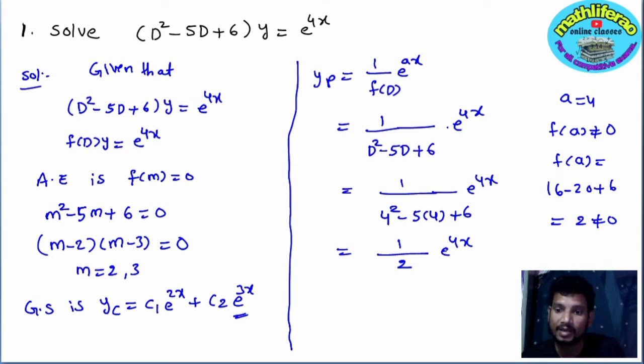Then we get 1 by f of b e power ax equal to 1 by f of a e power ax. So f of a value 2, 1 by 2 e power 4x. This is the particular integral yp.